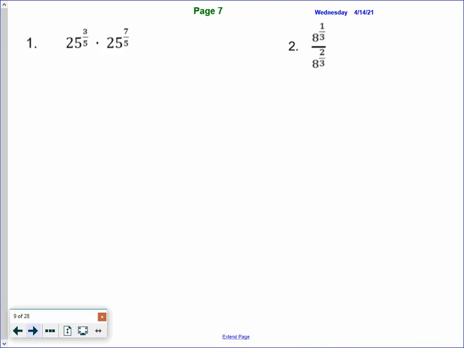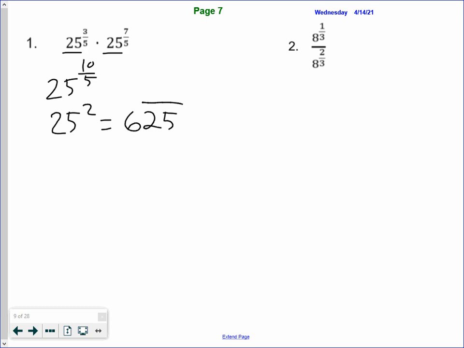All right, so let's keep on going. Number one over here, we have 25 to the 3/5 times 25 to the 7/5. So we have two powers with the same base. If you have two powers with the same base, that means we can add the exponents together to combine the two powers. To do that, all we do is add the exponents. That's going to be our product of power rule. So we get 25 to the 3/5 plus 7/5, which is 10/5. 10 over 5 reduces to 2. So we get 25 squared, which is 625.